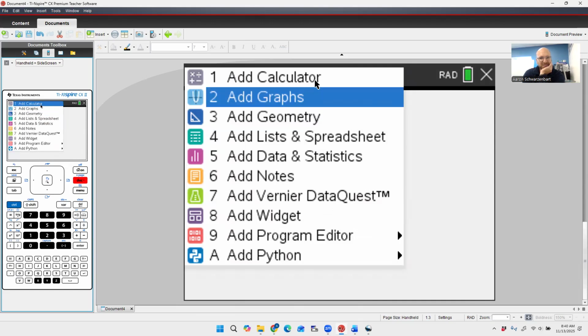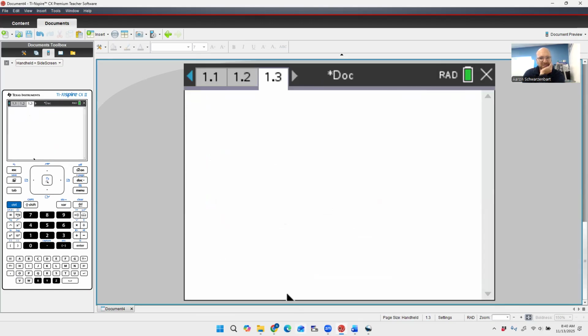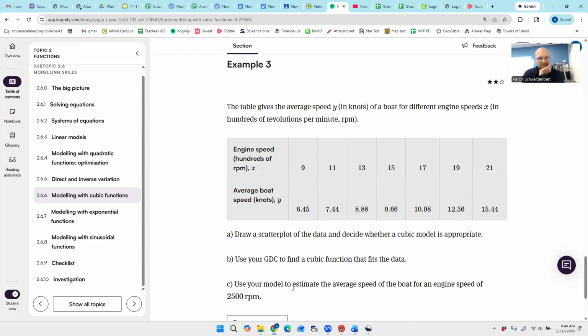Wait a second, we got a calculator. What does it ask me for? Use your model to estimate the average speed of the boat for an engine speed of 2,500 RPMs. Okay, so this is in hundreds. This is 900, 1,100, 1,300. So that's 2,500.